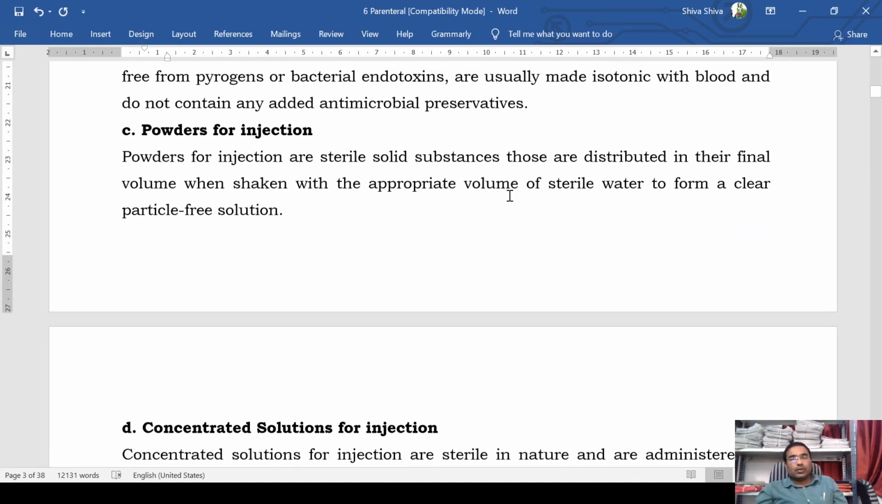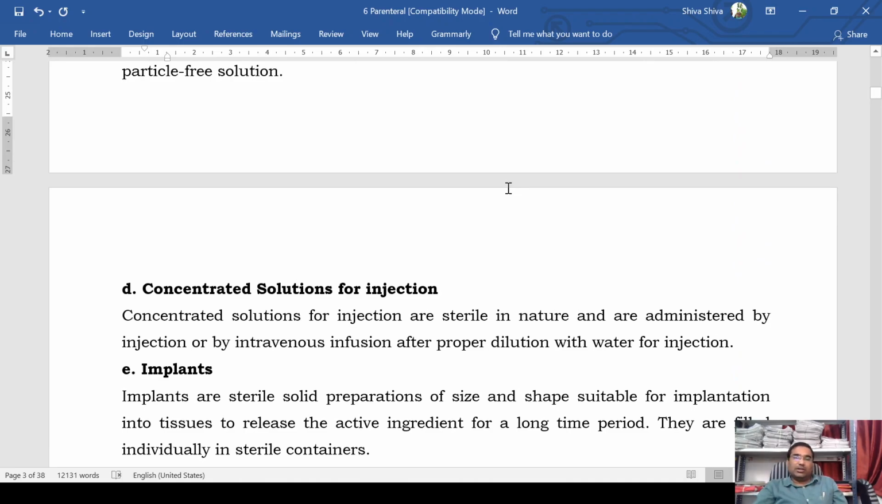cavity. Sorry, systemic circulation. Then concentrated solutions for injections. Concentrated solutions for injections are sterile in nature and administered by injection or by intravenous infusion after proper dilution with water for injection. So these are concentrated solutions, and before injecting them into the systemic circulation, they are diluted with water for injection and then injected inside the body or systemic circulation.